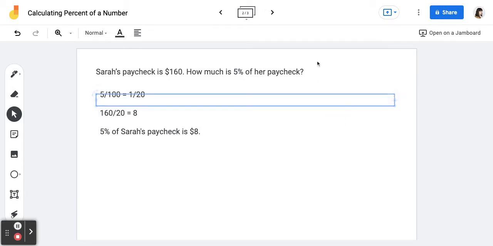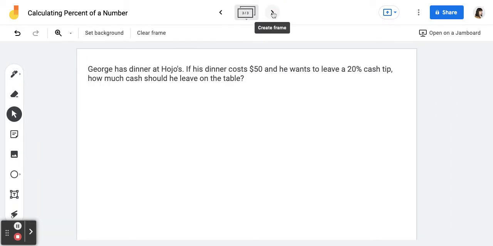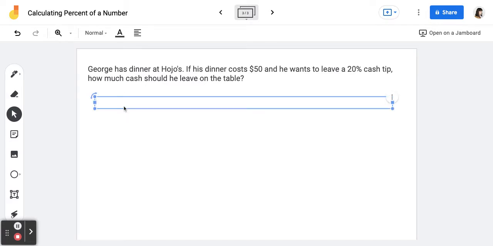Let's look at one final example. George has dinner at Hojo's. If his dinner costs $50 and he wants to leave a 20% cash tip, how much cash should he leave on the table? Well, again, we haven't specifically calculated 20% of a number yet. But if we think like problem solvers, we could realize that 20% is equal to 10% plus 10%. Or 10% times 2. And we do know how to find 10% of this number.